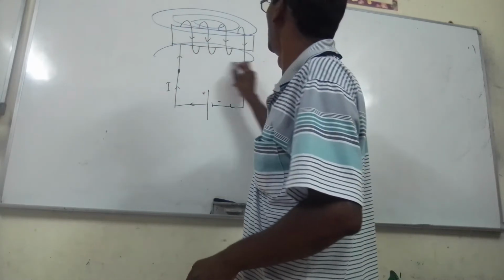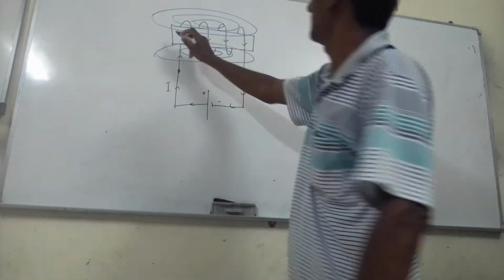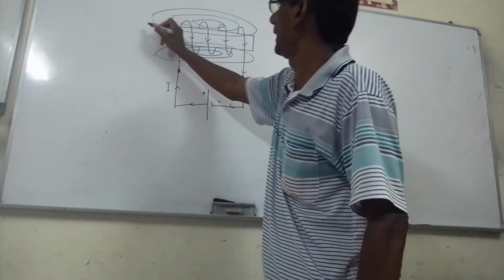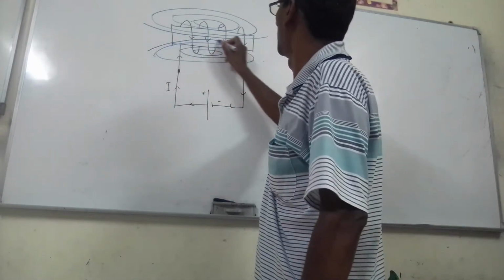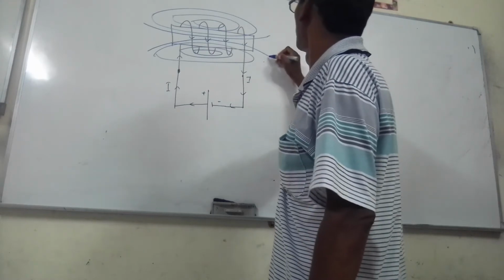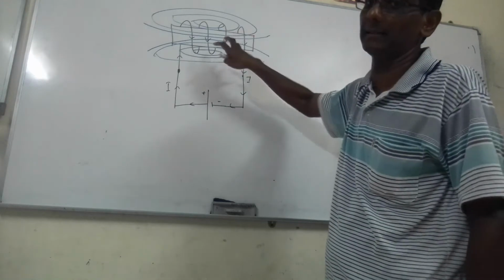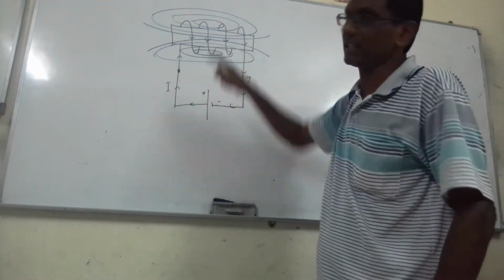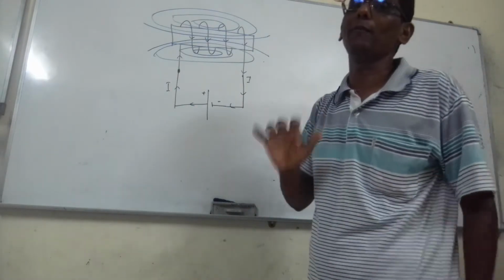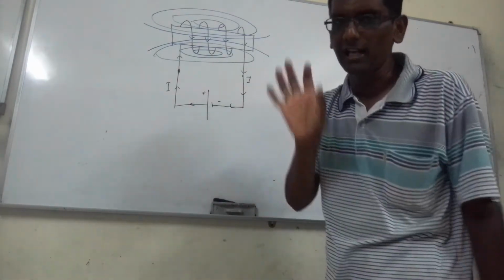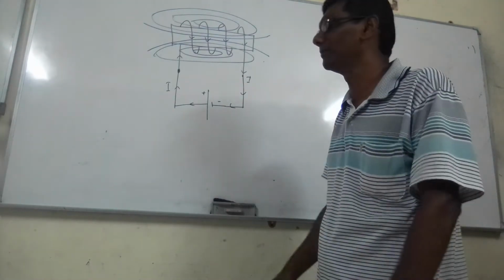This is the magnetic field pattern. Okay, how to find the direction of the magnetic field?